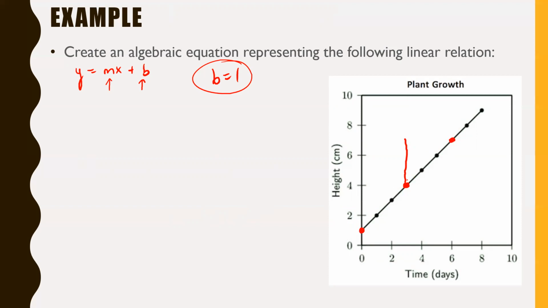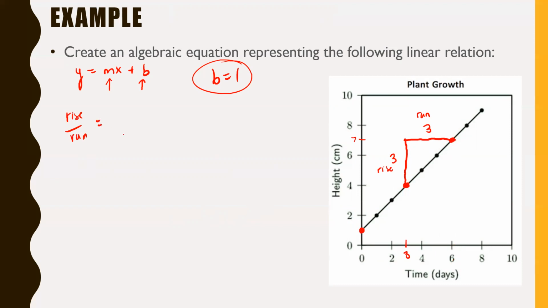I went from 4 to 7, I guess. 4 to 7, that's a rise of 3. And then I'm going to run this way. So I went from, it looks like, 3 to 6. Yeah, 3 to 6, that's a run of 3. So this is my rise, this is my run. So rise divided by run.